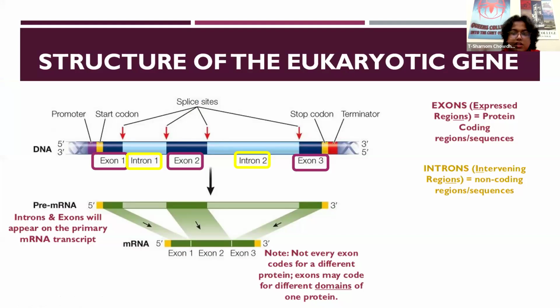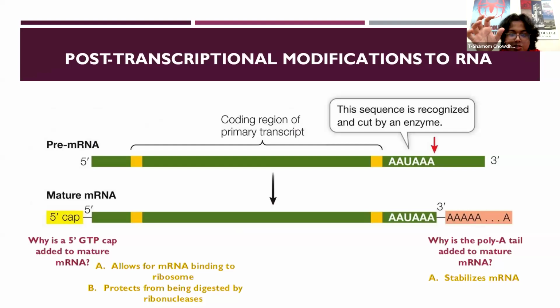So the sequence of the introns is able to be recognized by the enzyme. Because it's able to be recognized by the enzyme, it cuts it off. Once it cuts it off, only the coding regions of the pre-mRNA are kept on to the mature mRNA. And then onto the mature mRNA, you have a 5' GTP cap and then a polyadenosine tail. So the 5' GTP cap allows for the mRNA binding to the eventual ribosome, and it also protects the mRNA from being digested by ribonucleases, while the 3' poly A tail stabilizes the mRNA.